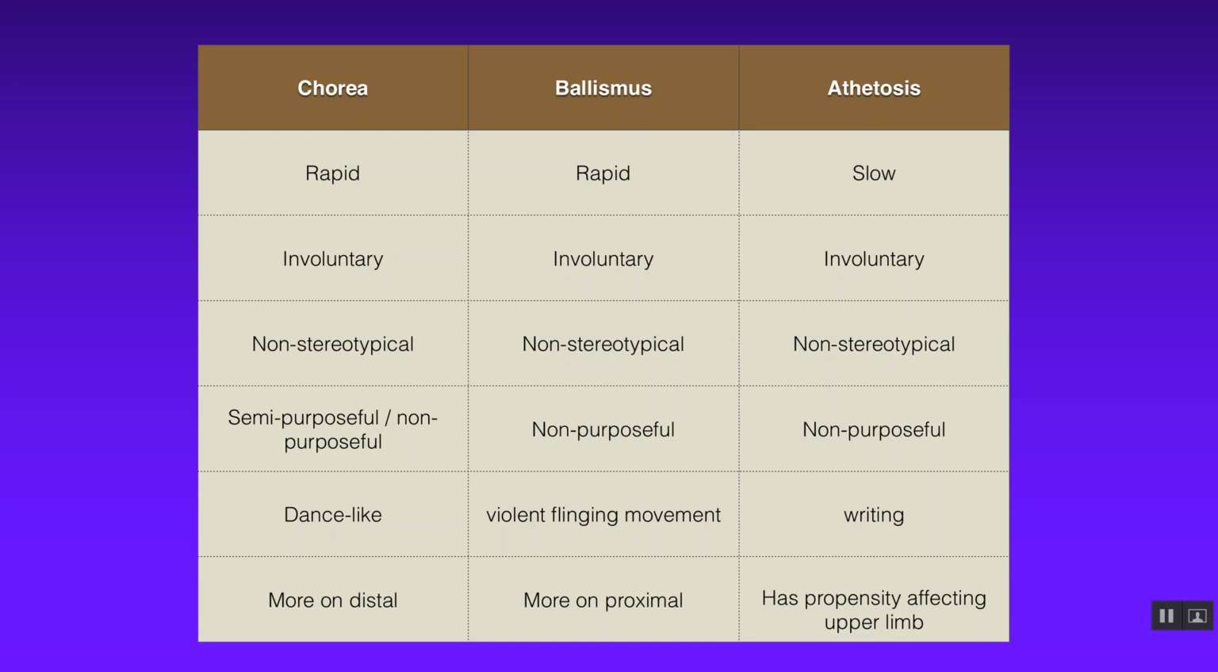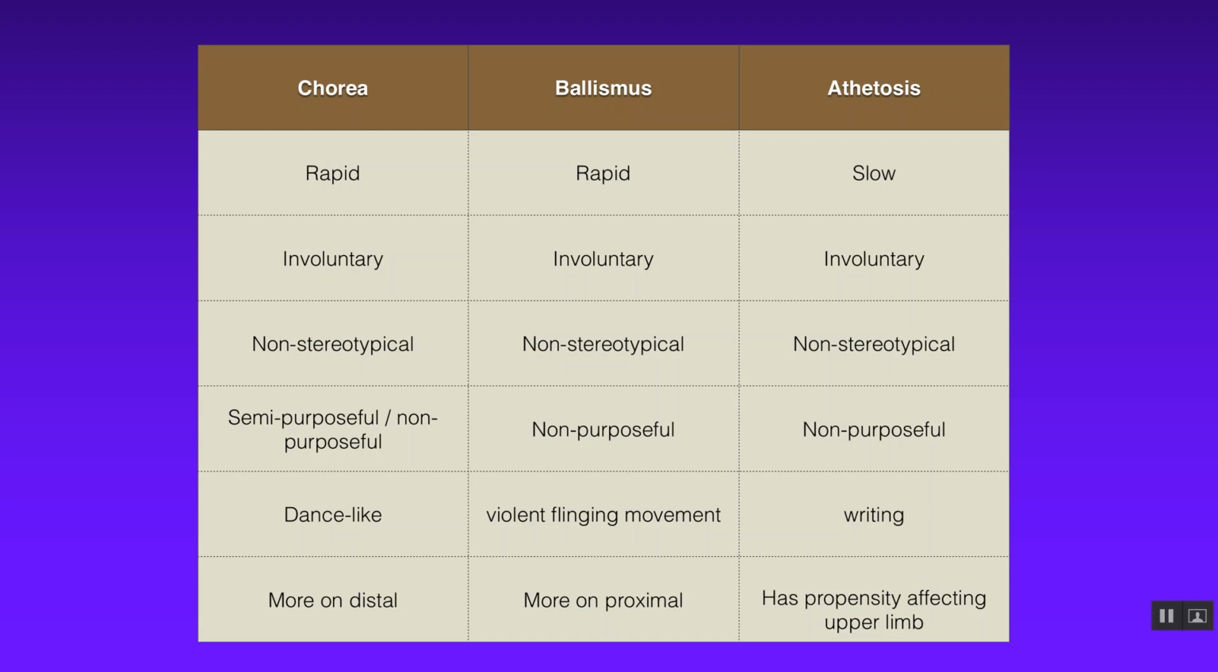Chorea will look sometimes semi-purposeful because it's really non-purposeful, but sometimes it looks semi-purposeful because they're trying to cover it. So that's why it has semi-purposeful/non-purposeful. The other two are non-purposeful. The chorea can have more of a dance-like look to it when they're sitting there. The ballismus is a more violent flinging of the limb. And the athetosis, since it's more common in the upper extremity, looks like they're almost trying to write something, something big and cursive.